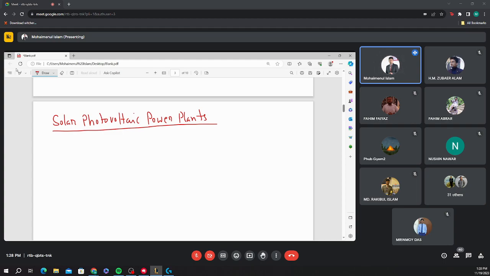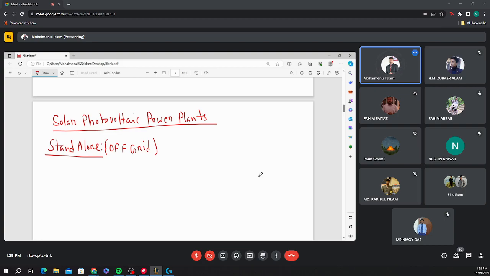Okay, so first standalone. Standalone means the off-grid solar power plant. That means you don't need to connect it to the grid. So for this you need solar panels.